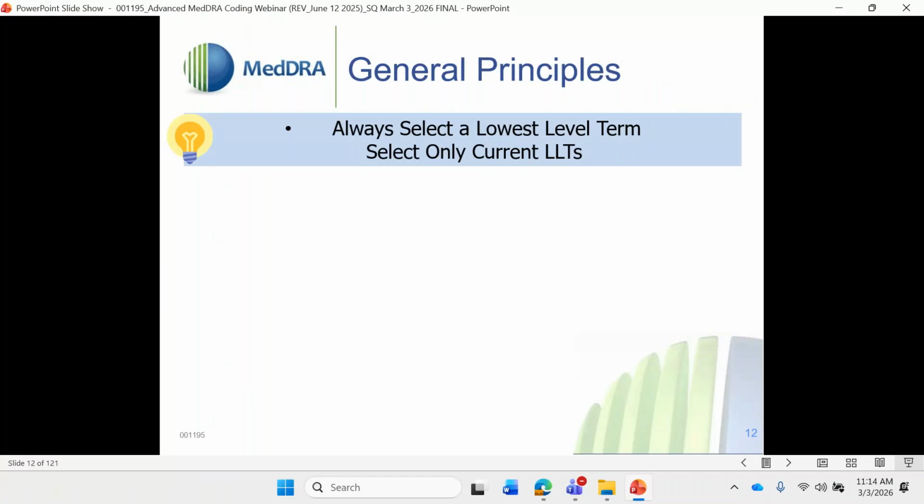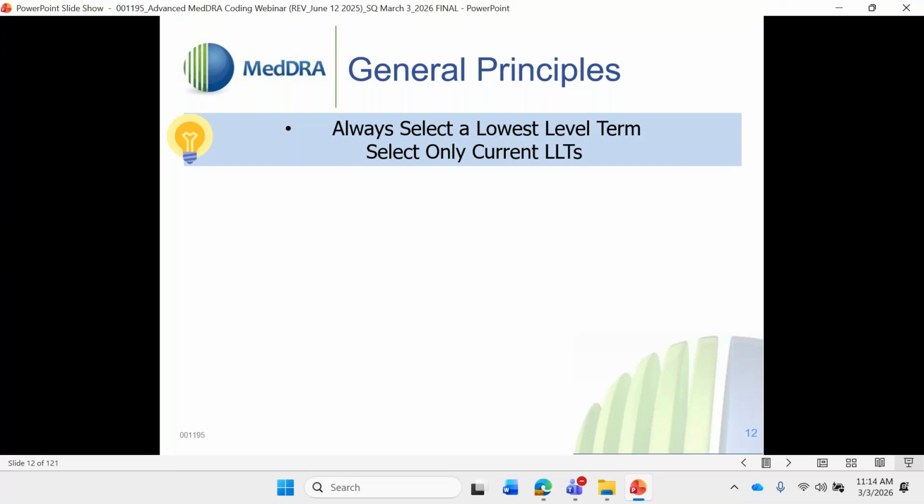Now, let's get into the actual substance of coding. What are some of the general principles that you should always remember? When you start to code, your aim should be to always select the LLT, or the lowest level term, that is current, obviously, right? There are some LLTs in the MedDRA browser in the terminology that have been marked non-current. So don't use those for coding, only use those which are current.